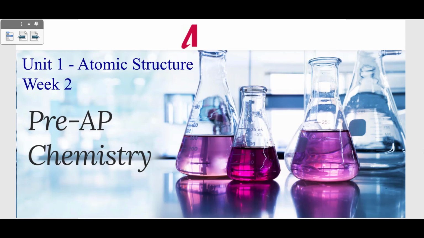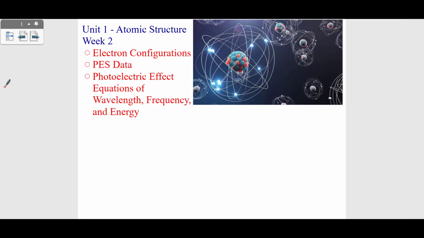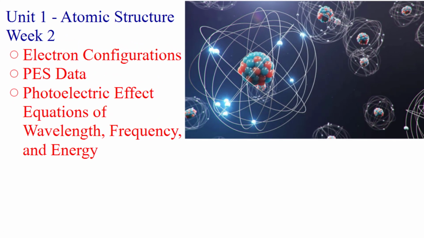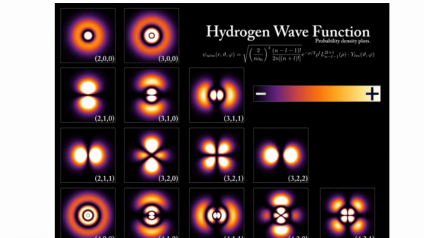This is Unit 1, Atomic Structure, but it's Week 2 we're getting into. And we're getting into a little bit more chemistry action here, where we're going to be taking a look at electron configurations, a thing called PES, Photoelectron Spectroscopy data, as well as the photoelectric effect equations of wavelength, frequency, and energy. So let's get to this Week 2 of Atomic Structure.